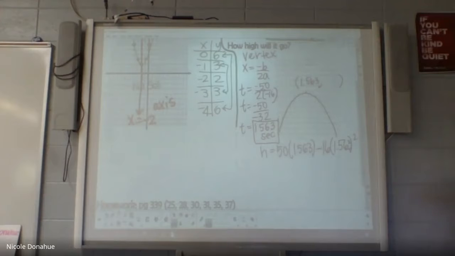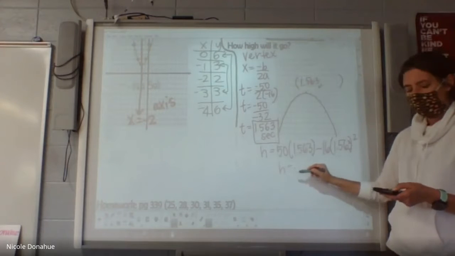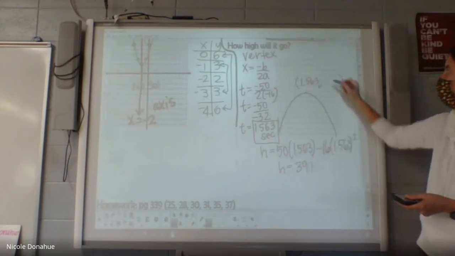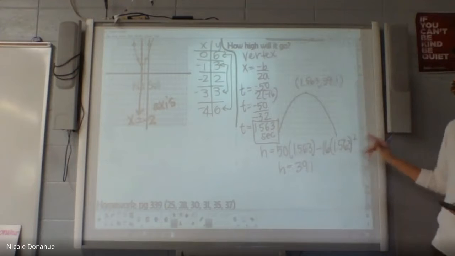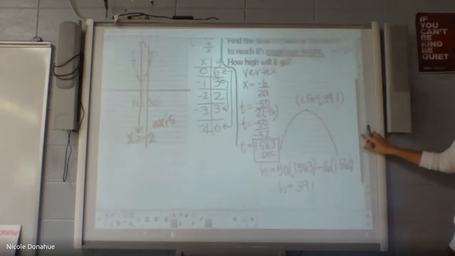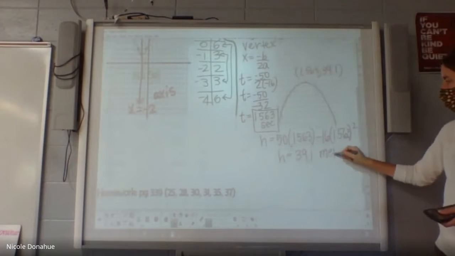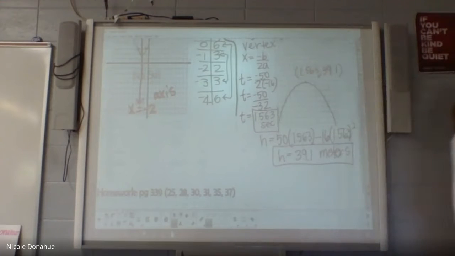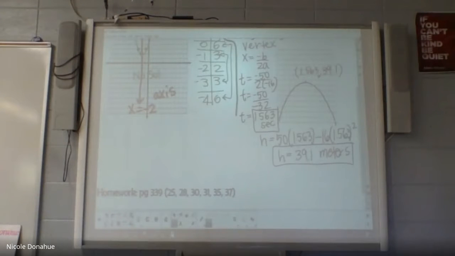What did you guys get? Got like 39.1. So the height then would be about 39.1. I guess it doesn't say, I'm assuming it's meters. It might be feet, but we'll go with meters, because meters sounds more exciting, that's really high. Okay, so I'm going to get you guys some graph paper. You're going to have way more graphs than you think.